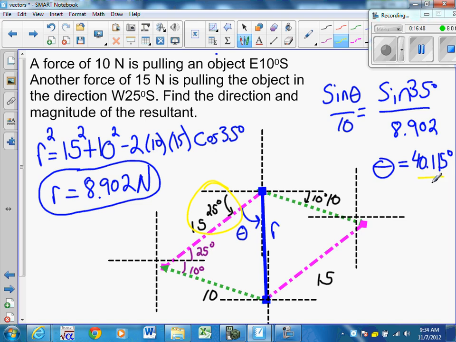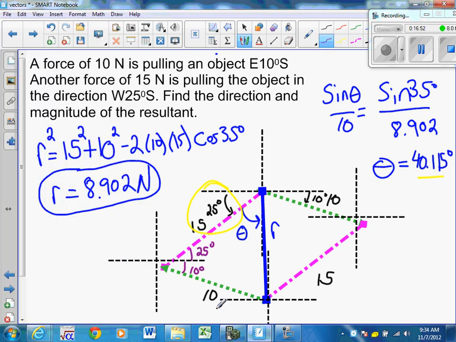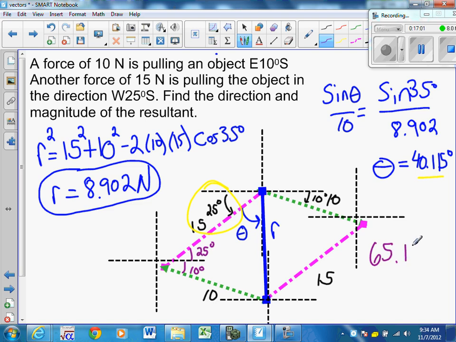So I'm 40 over. So we said that gives me a total then of 65.115. So that's my angle from over here all the way down to there. So it's not as far straight south as it looks. So I'm going to have west 65.115 degrees towards the south.